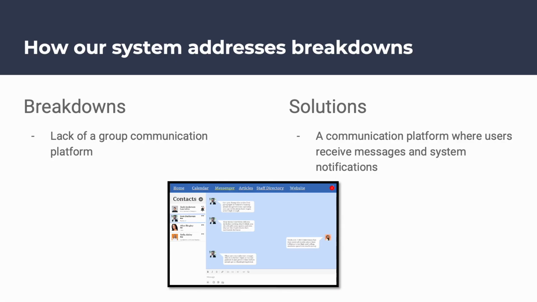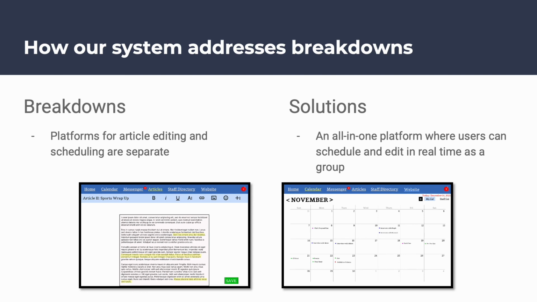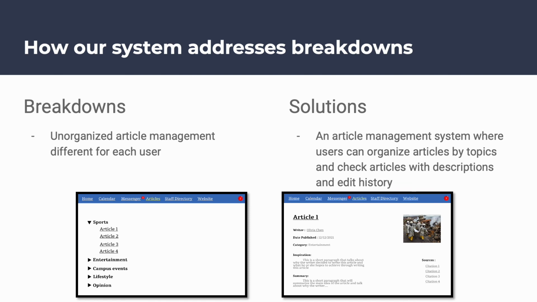To deal with the breakdowns, our system offers the following solutions. First, to address the lack of a group communication platform, our system offers a communication platform for users to receive messages and system notifications. Second, to address the breakdown that platforms where article editing and scheduling are separate, our system offers an all-in-one platform where users can schedule and edit in real time as a group. Third, to address the breakdown that our users use different unorganized article management platforms, our system offers an article management system where users can organize articles by topics and check articles with descriptions and edit history.